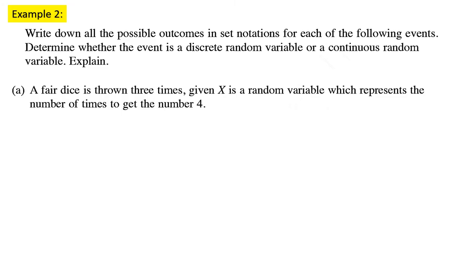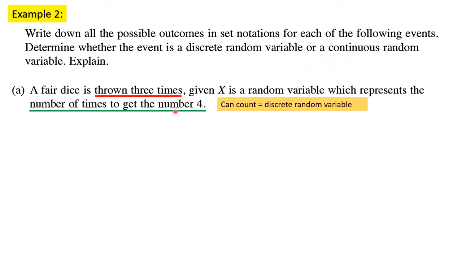Let's discuss a question. Write down all possible outcomes in set notation. For each of the following events, determine whether the event is a discrete random variable or a continuous random variable. Explain your answer. For A, a fair dice is thrown 3 times. Given X is a random variable which represents the number of times to get the number 4. The fair dice is thrown 3 times, and then the number of times to get the number 4. The number of times to get number 4 is countable, so it is a discrete random variable.